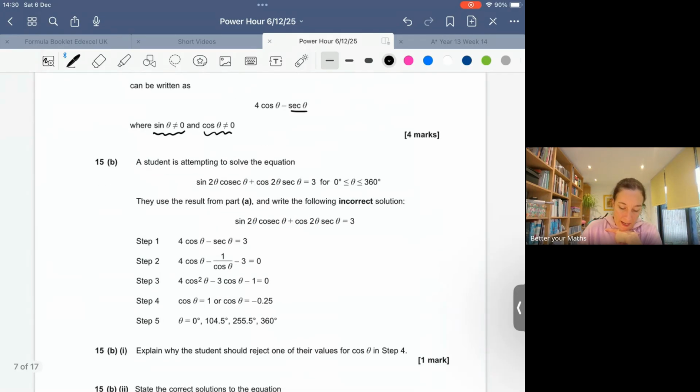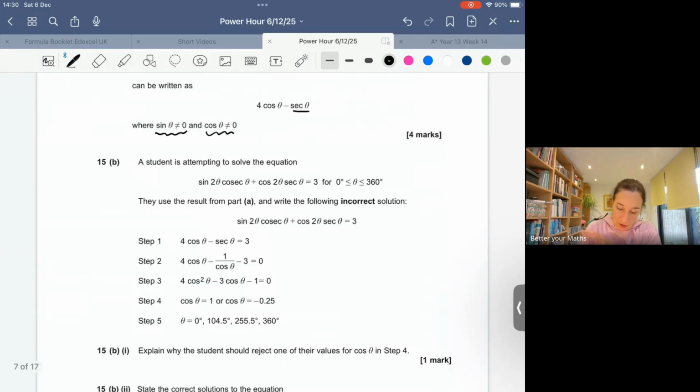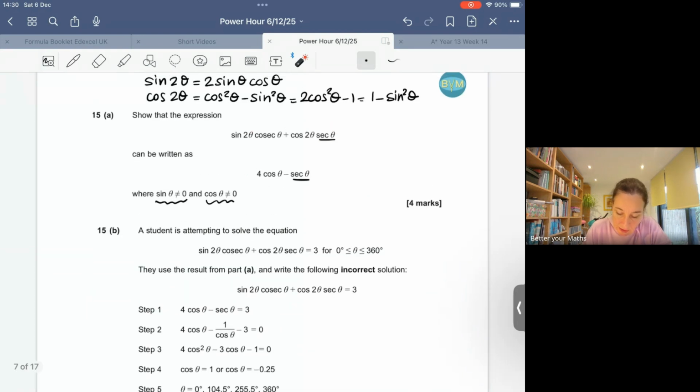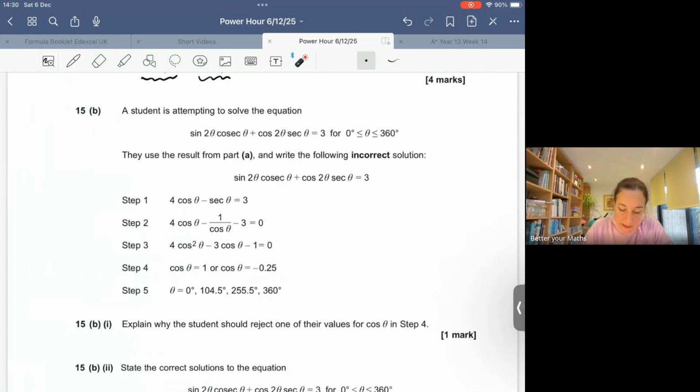Yeah. Then the student is attempting to solve this equation. So the one that we have here equals to 3. Yeah. Between 0 and 360 degrees. They use the result from part A and write the following incorrect solution. So they change this thing here by this. So far it's okay, yeah? I would keep checking all the steps, but I recommend you to skip and check what they say is wrong.